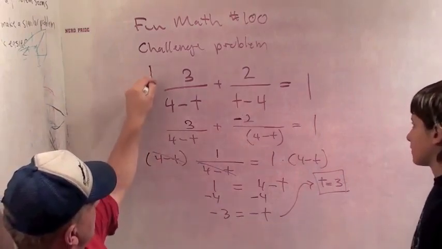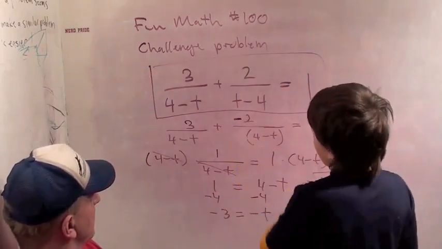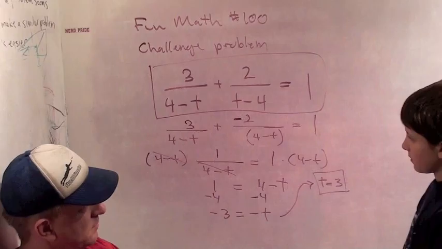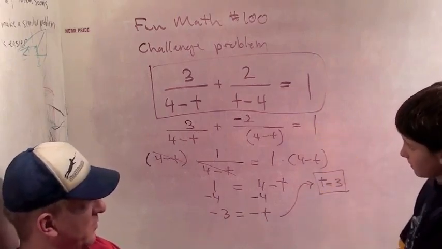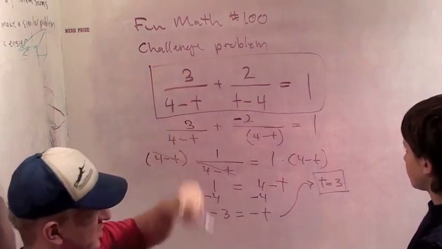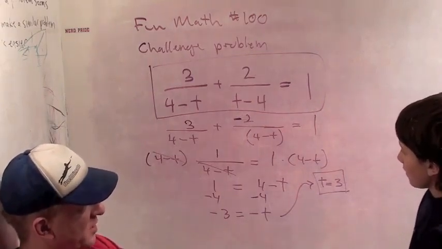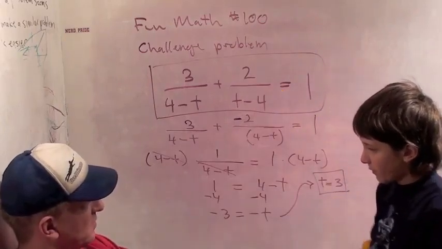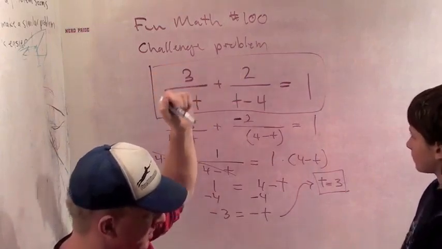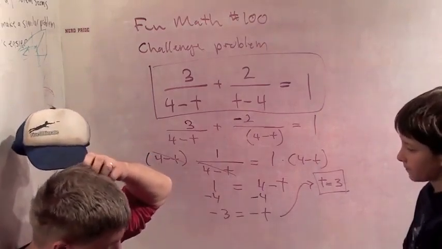Let's go back to our original equation here and put in t equals 3. So it's 3 over 4 minus 3. It's 3 over 1, which is 3. So this part just becomes 3 plus 2 over minus 1. What's 2 over minus 1? It's minus 2 over 1. So this becomes 3 minus 2, which equals 1. So there was a challenge problem just like this.